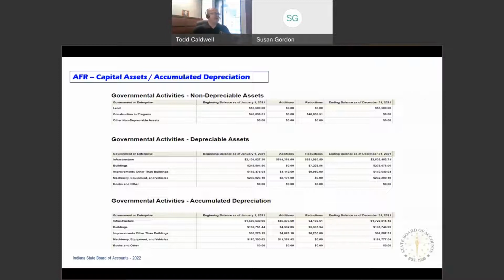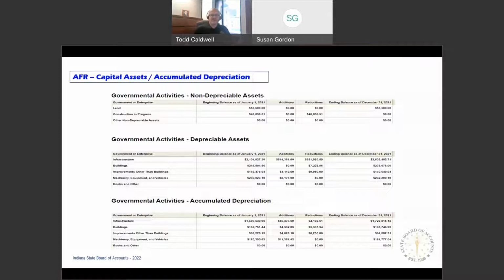At the beginning of 2021, this unit was doing construction and they had accumulated $46,038.51 as of January 1st of 21. And then during the year, at some point, that became completed. They were able to use whatever they were constructing.